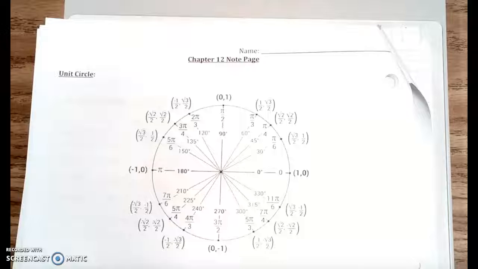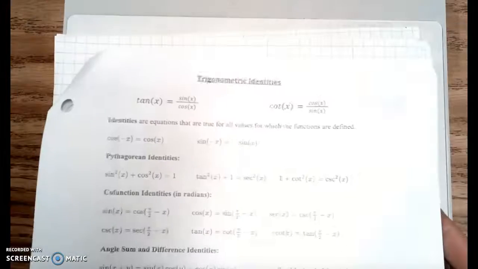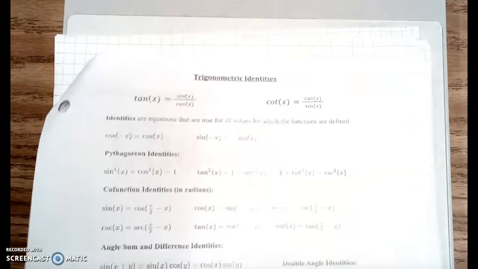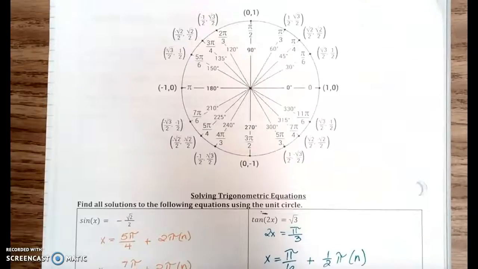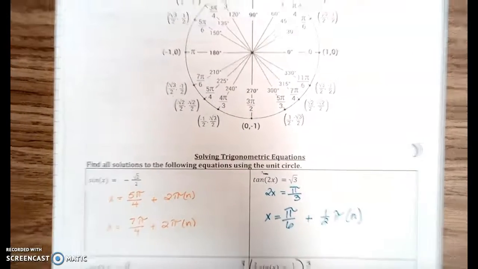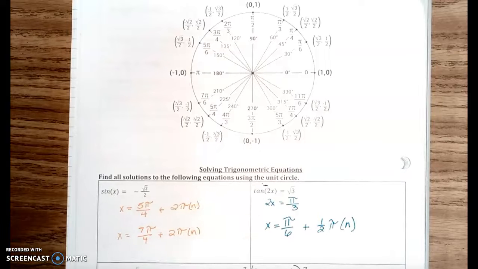So this is the Chapter 12 note page, and there are a couple of tools that they're giving you that you're going to need to help you solve these problems. The first one is obviously the unit circle, and then if you flip over to page 22, you're also going to see that they give you the trig identities for proving the equations are always true. So on page 21, they want you to reference the unit circle to check and see where each of these solutions are on the unit circle.